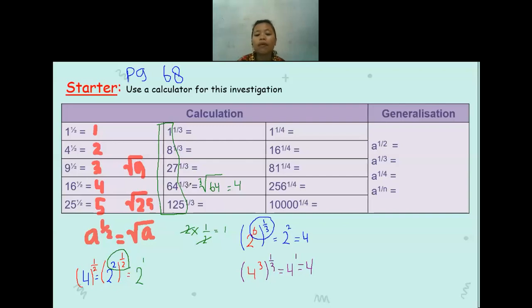After that, you simplify the indices using the index laws that you learned last week. Is there anyone who is still confused? Hello? Is there anyone who is confused? No? If you have no confusion, I will continue to the textbook page 69.